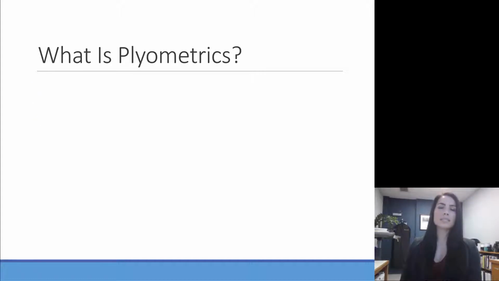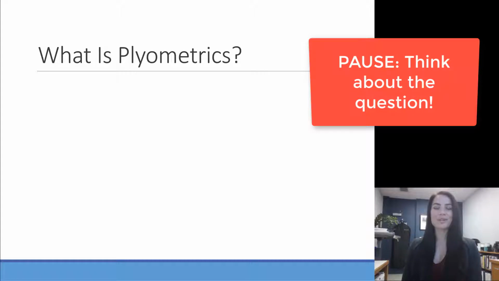So let's start with what is plyometrics. I want you to pause and I want you to think about how would you describe plyometrics to a friend, right? What are some key components that go into plyometrics? So think about that, maybe even write it down in your notes, and when you're ready, let's move forward.